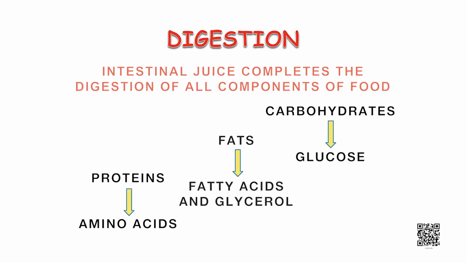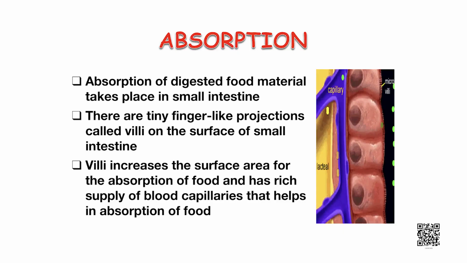The walls of the small intestine contain glands which secrete intestinal juice. The enzymes present in the intestinal juice finally convert the proteins into amino acids, complex carbohydrates into glucose, and fats into fatty acids and glycerol, as you can see in your screen. Do you have any idea what happens to the food when it gets digested? Let's find out. The digested food is taken up by the cells in the wall of the small intestine.